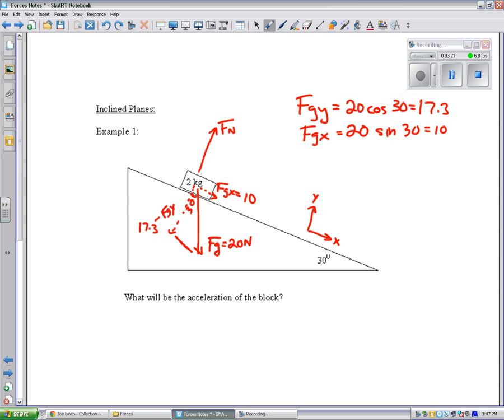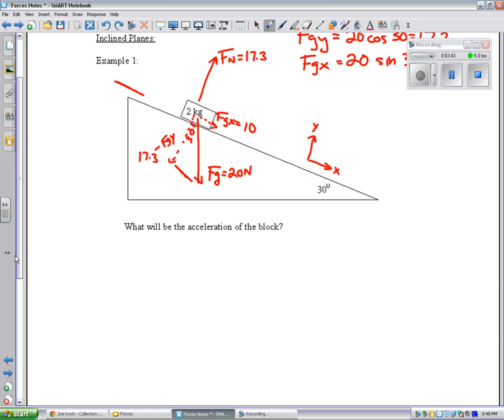We're not going to need it for this particular problem, but since it's not moving in the y direction, it's not going into or out of the plane, it's only moving in the x direction this way, I know that the Fn and the FGY have to cancel. So Fn is going to be 17.3. It's not equal to the force of gravity in this case because they're not directly opposing each other. Now, we're almost done with this problem.